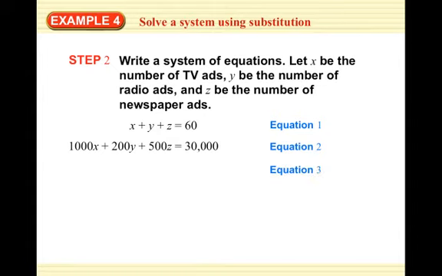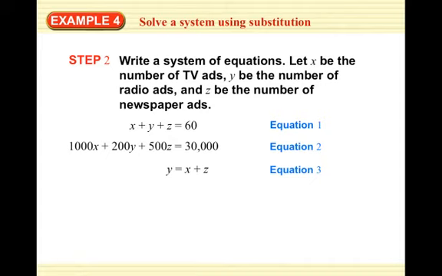And then our comparison equation, equation 3, where y, the number of radio ads, equals the sum of the TV ads and the newspaper ads, so y equals x plus z. Now, we could transform that third equation to be negative x plus y minus z equals 0, and then use elimination to get started. But since we already have y solved in terms of x plus z, why not use substitution?